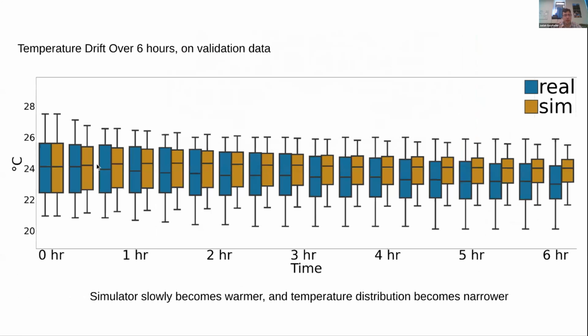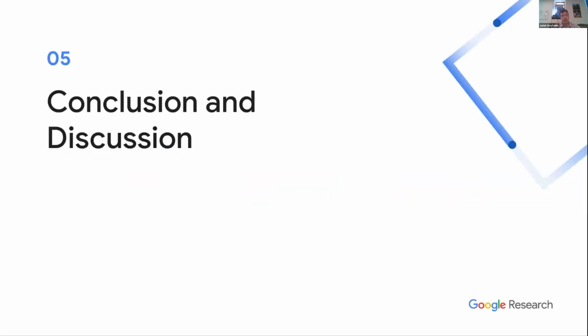So let me explain what this means. Each of these are box plots representing the distribution of temperatures. We mentioned we have 127 different temperature sensors in our building. As you can see, initially at time step 0, the simulator, which is in brown, and the real building, in blue, have the exact same temperature distribution because they're initialized to be the same. And over time, the simulator is getting a bit warmer, and the distribution of simulated temperatures is also getting a bit narrower. So this gives us an idea of the errors that we're facing and how to further improve our simulation beyond this.